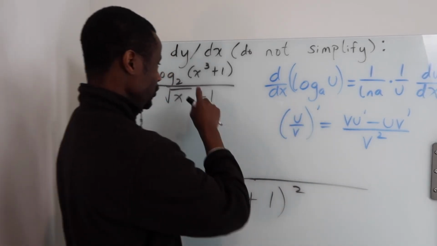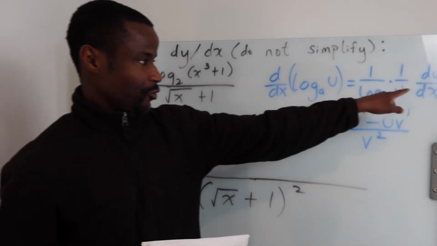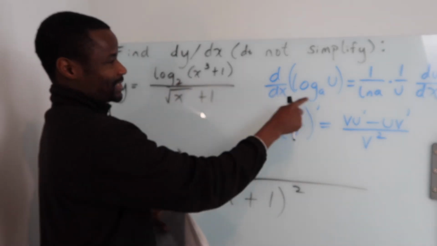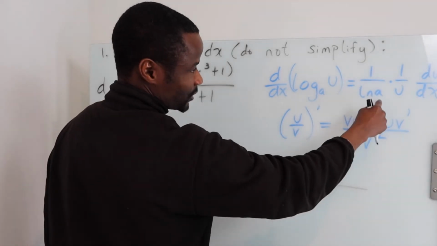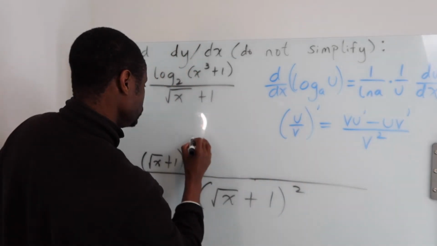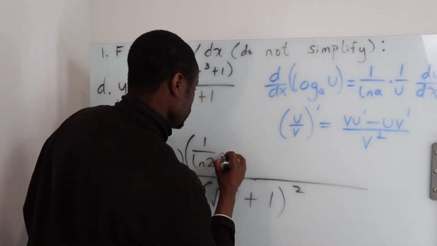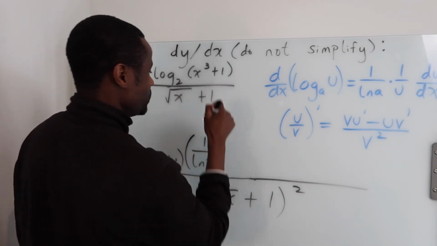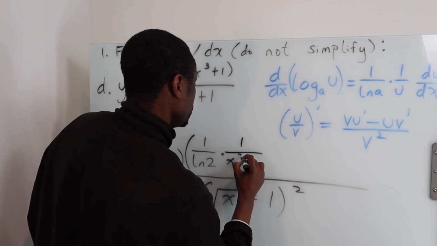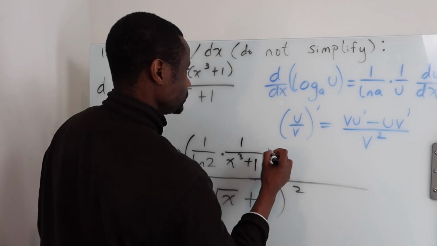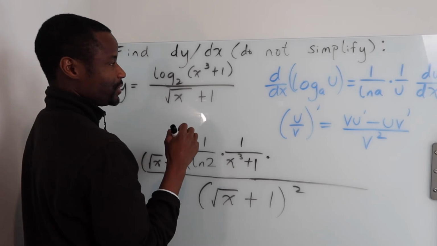Now let's worry about the numerator, which says v, which is simply this, times the derivative of u, the numerator. Well, how do I find the derivative of a log with a base of 2? I use this formula, where 2 in this case is a, and u is going to be x cubed plus 1, whole quantity. It tells me it's going to be 1 over natural log of a, so that's 2. So 1 over natural log of 2 times 1 over u, that's what comes after the base. So 1 over x cubed plus 1 times the derivative of u with respect to x. Derivative of this with respect to x is just 3x squared.